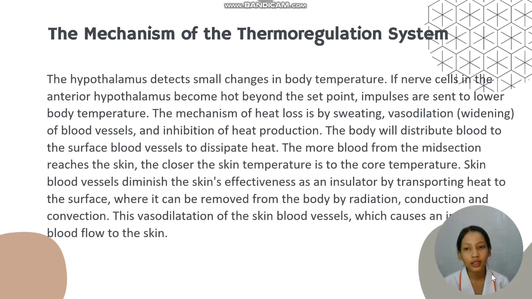Skin blood vessels diminish the skin's effectiveness as an insulator by transporting heat to the surface, where it can be removed from the body by radiation, conduction, and convection. This is vasodilatation of the skin blood vessels, the opposite of vasoconstriction, which cuts blood flow to the skin.